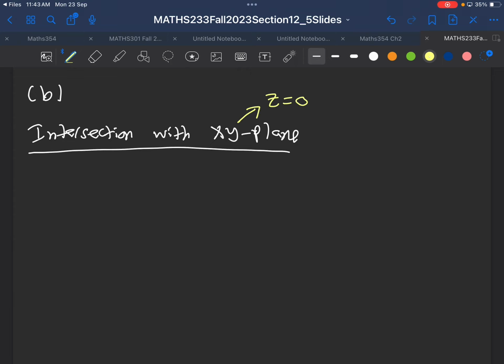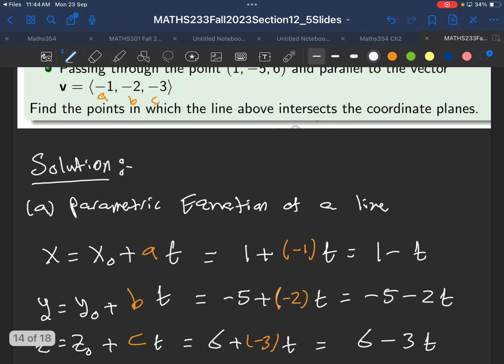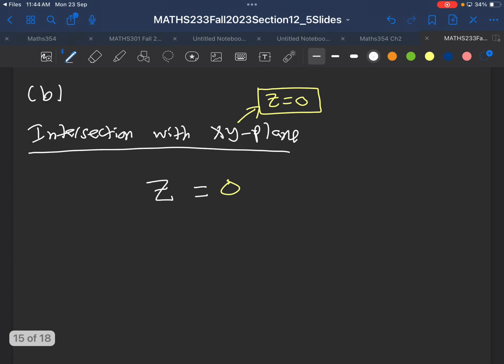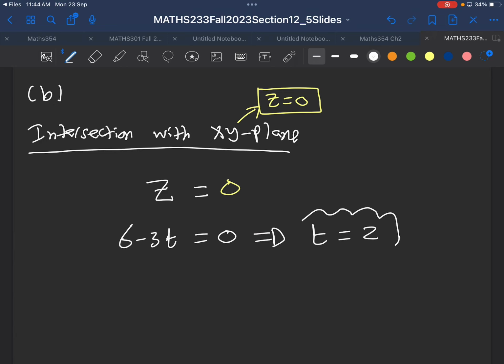The characteristic of XY plane, we know it that there is no Z, so Z equal to 0. Now, how do we find the intersection? We have to write my Z equal to what? 0. Now, what is the Z in my line? The Z in my line is 6 minus 3t. So here we write 6 minus 3t equal to 0. Very quickly we can solve this question, and t will be equal to 2.